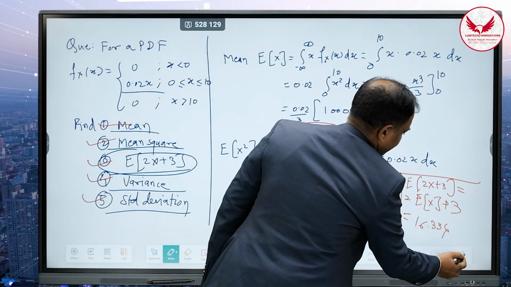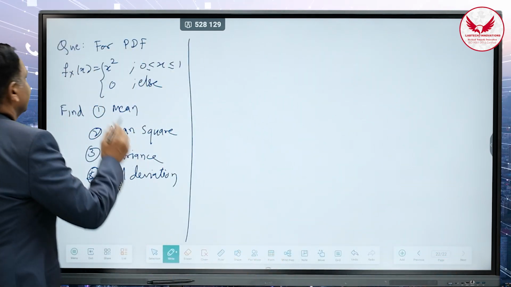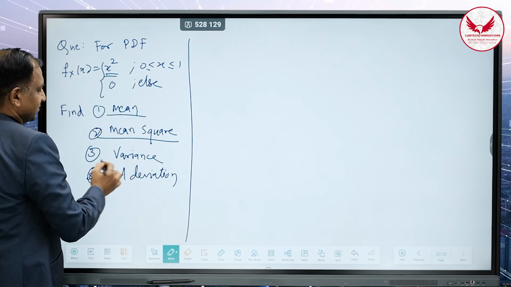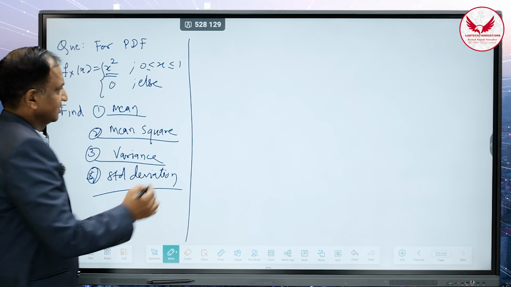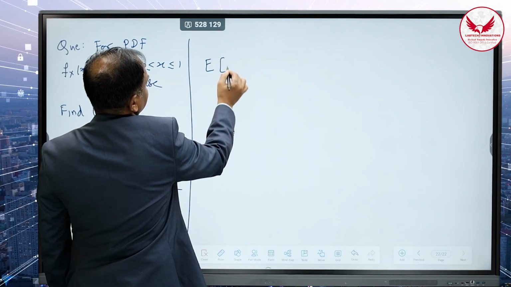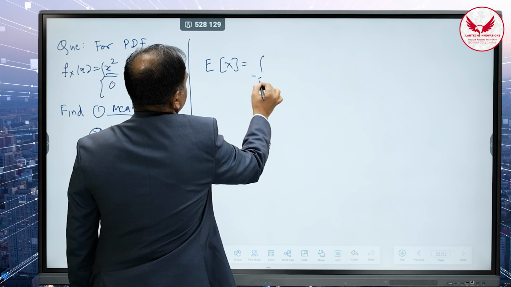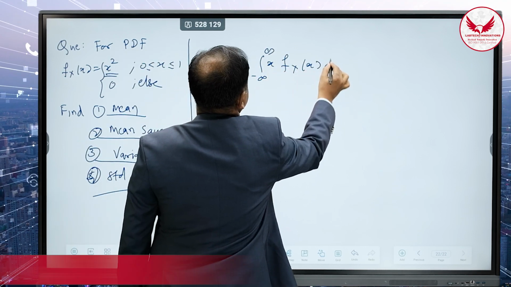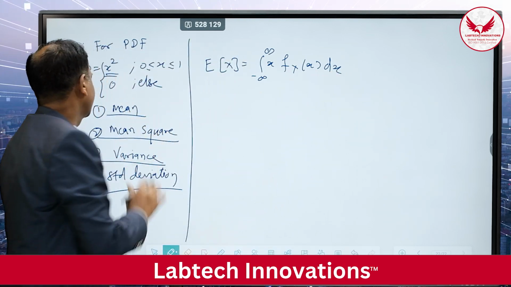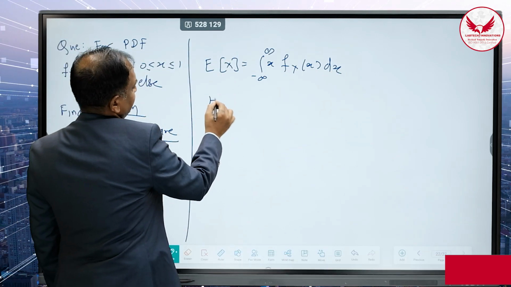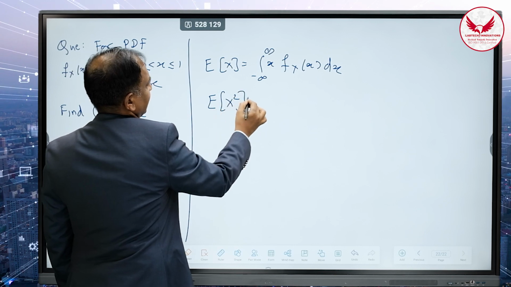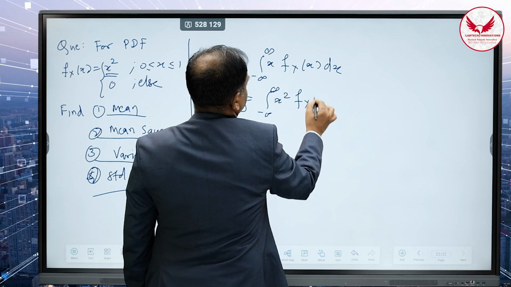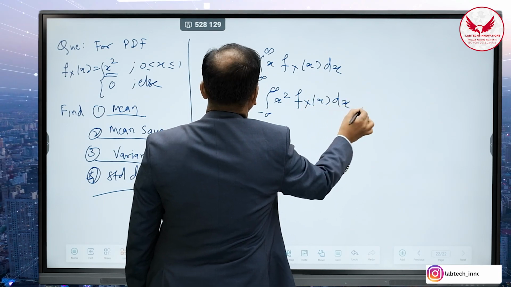Let us see one more problem. Similarly, they have given the PDF, fX of x equal to this x square expression. Find the mean, mean square value, variance and the standard deviation. The mean is again given by E of x, equal to the integral from minus infinity to infinity of x into fX of x into dx. Just use the simple formula for this. Then the mean square value is given by E of x square, equal to the integral from minus infinity to infinity of x square into fX of x into dx.